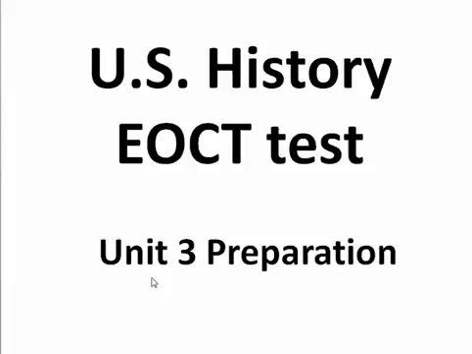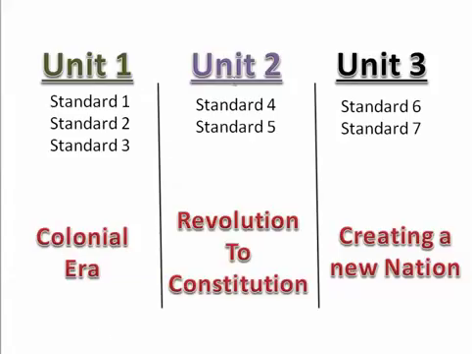Alright, let's look at Unit 3, U.S. History, and let's see if we can prepare. Let's look back and review. We did Unit 1, Unit 2, and we're going to do Unit 3 now. Unit 1 covered Standard 1, Standard 2, and Standard 3, and it was titled The Colonial Era. Unit 2 was over Standard 4 and 5, and we talked about the Revolution to the United States Constitution. Unit 3 is going to cover Standard 6 and 7, and this is titled Creating a New Nation.